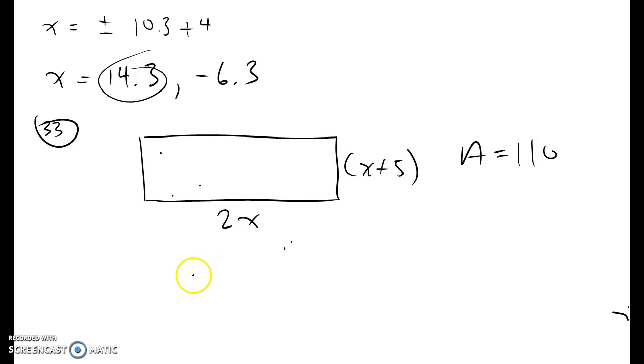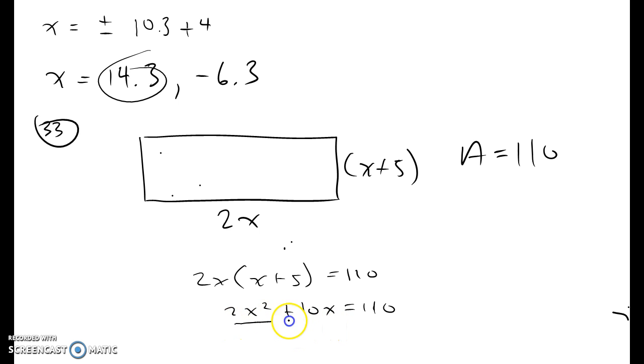Okay, now number 33, we've got 2x times x plus 5, and we get 110. And we wind up with 2x squared plus 10x is equal to 110. You can't complete the square with a leading coefficient other than 1, so we're going to factor out the 2. Actually, we're just going to divide the whole equation by 2. And we wind up with x squared plus 5x is equal to 55. We're going to complete the square.